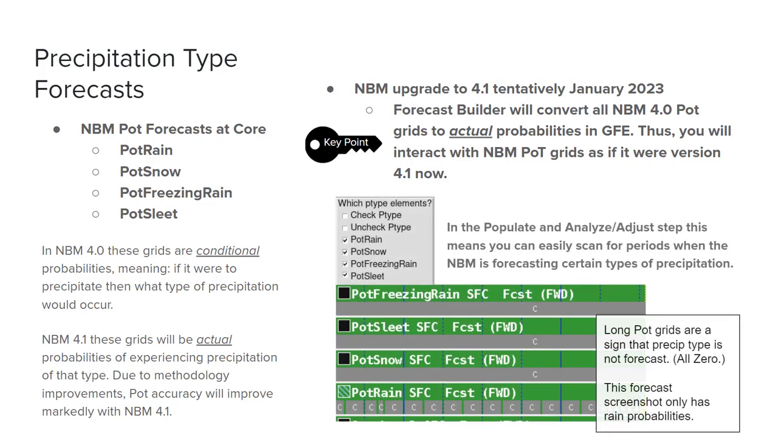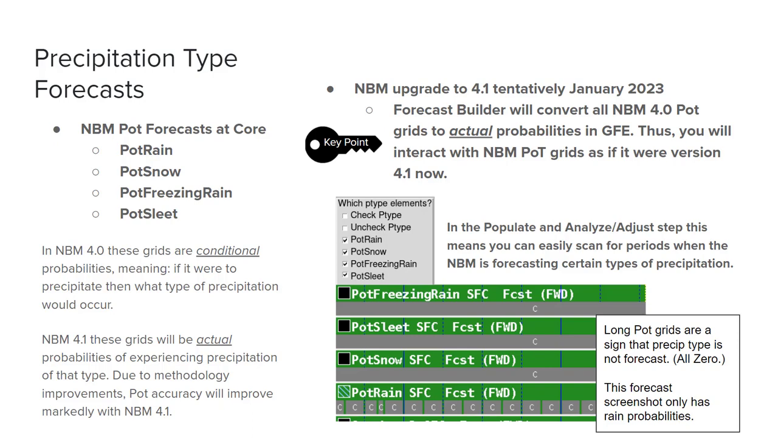When you populate these grids in the Populate step and view or interact with them in the Analyze Adjust step, it means that you can easily scan for periods when the NBM is forecasting certain types of precipitation. Here's what these grids will look like after populating, and note that the long POT grids are a sign that a precip type is not being forecast by the NBM. They're all zero, so you get just one giant grid with a zero value.